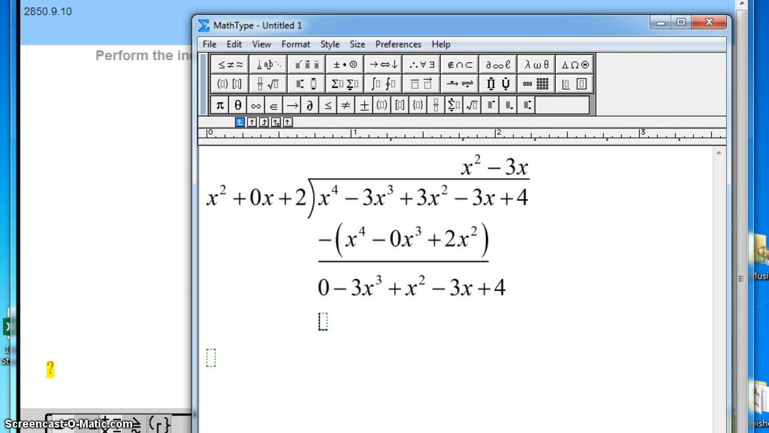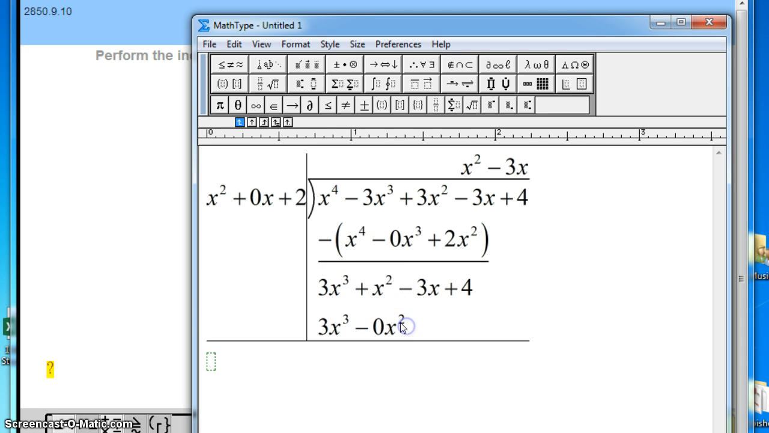Okay, so let's do this. I'm just going to get rid of that for now so we can line this up. So we have minus 3x cubed, and then minus 3x times 0x. Well, that's just minus 0x squared, right, which is 0. This is just a placeholder so that we can see what we're doing there. And then minus 3x times 2 is minus 6x.